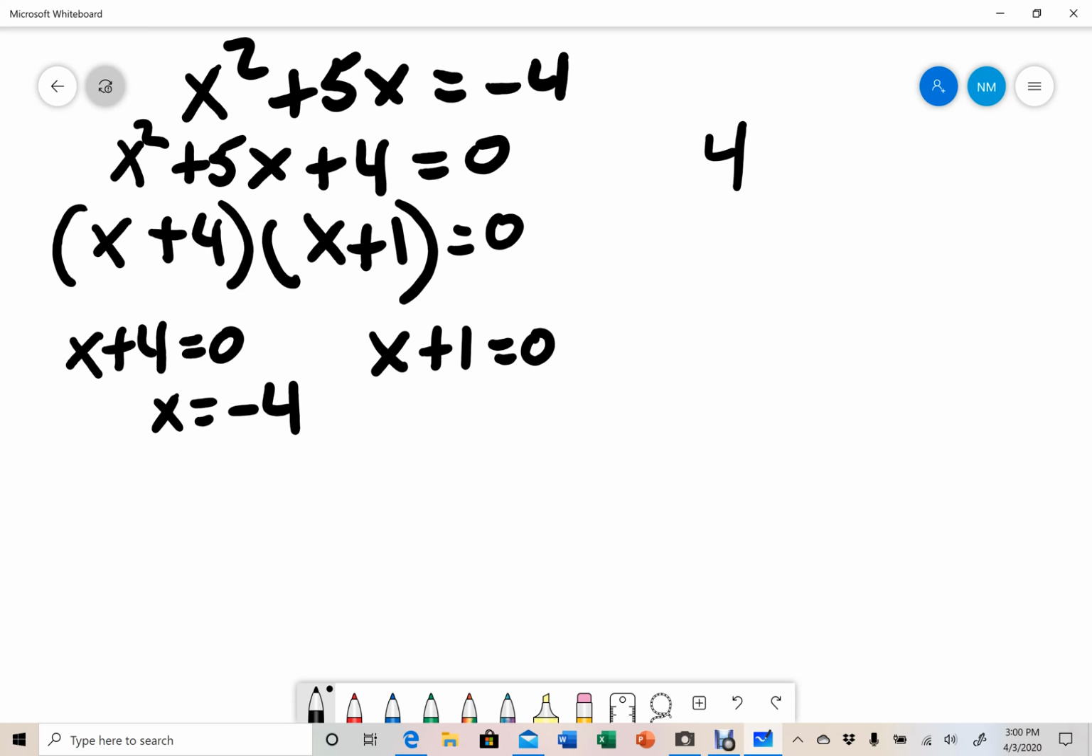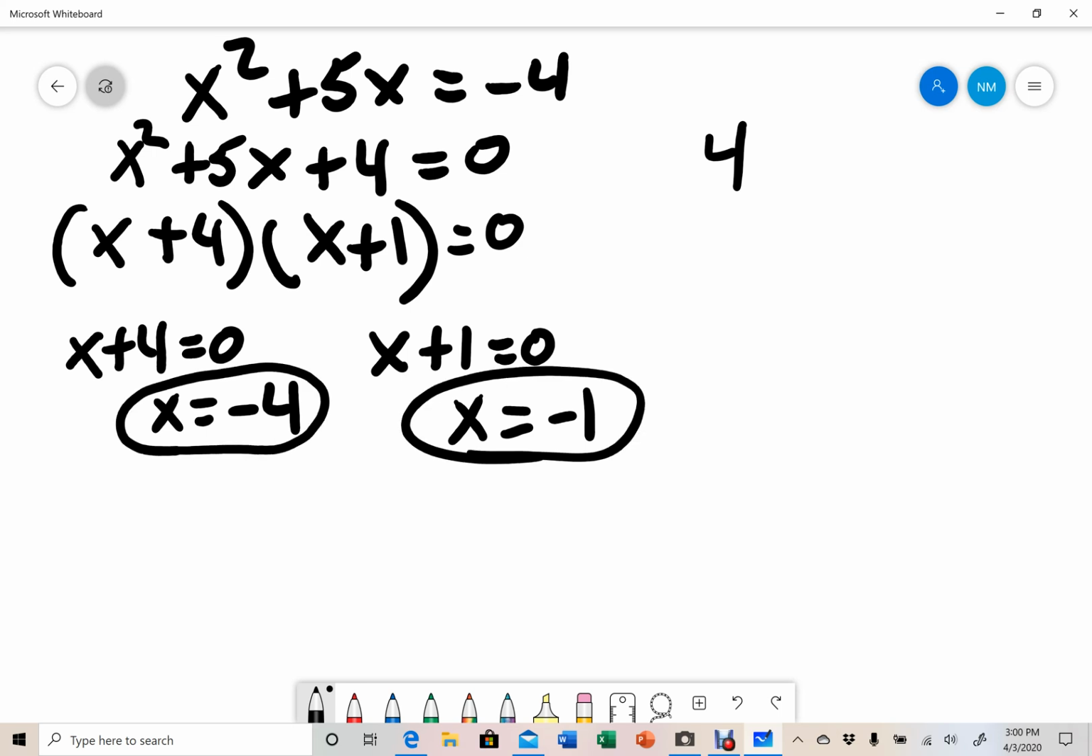X equals -4 and x equals -1. Okay, so these then would be my answers. And I'd have to put them both. All right, don't just put one, put them both. All right, now I've got my answers.